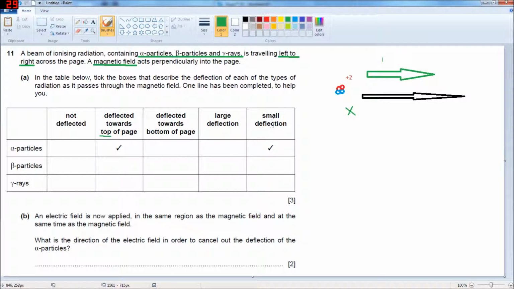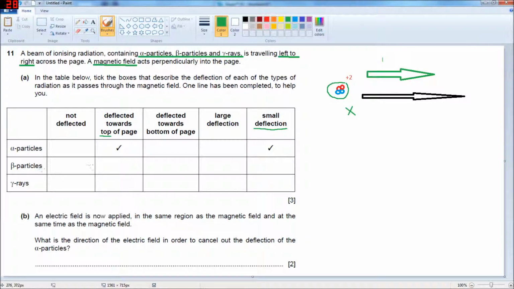Now what about this small deflection here? Why is that a small deflection? Well, the reason is that alpha is very, very heavy. It's sort of 4 nucleons, isn't it? 2 protons, 2 neutrons. They're very heavy particles, so because they're heavy, it's a small deflection. Think about it, the fact that something's heavy, it's harder to move.